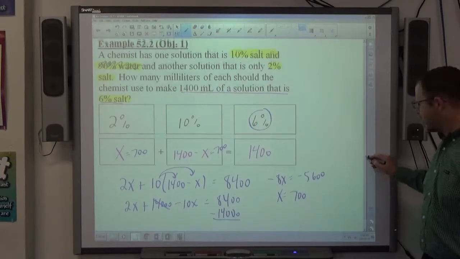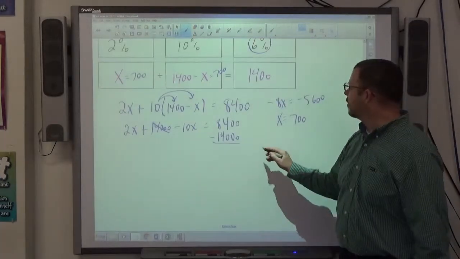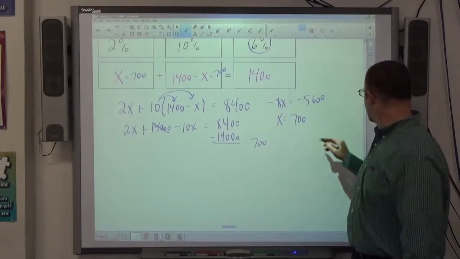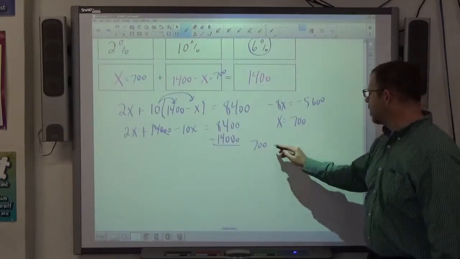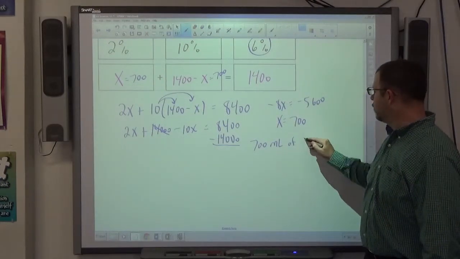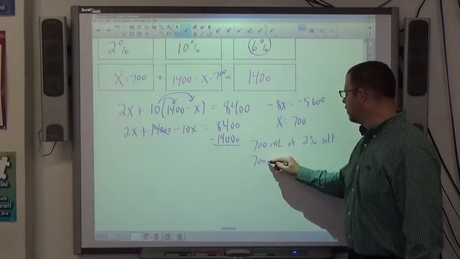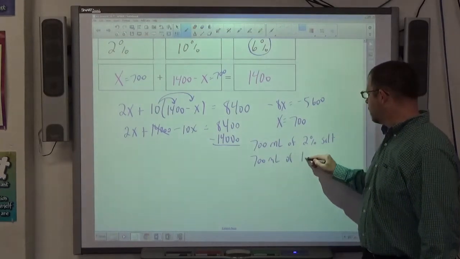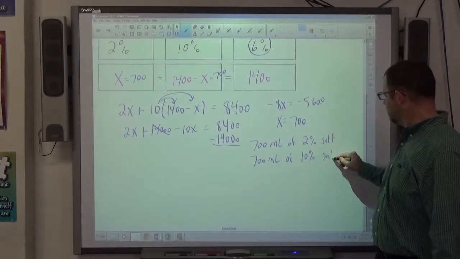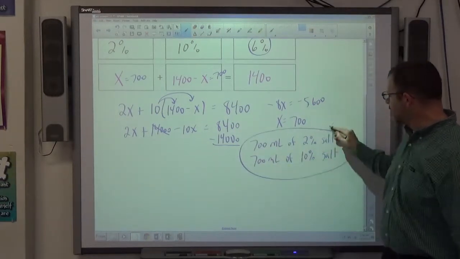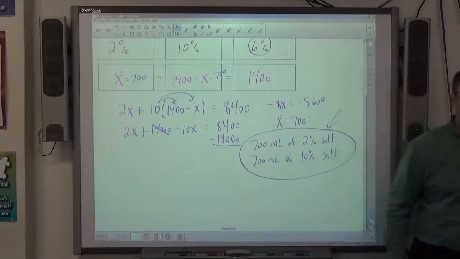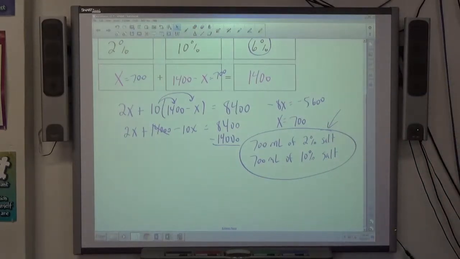But again, so 700, and again I want to identify, so 700, is it milliliters again? Yep. All right. 700 milliliters of 2% salt and 700 milliliters of 10% salt. Always give me your answers looking like that. Give me the amounts and of what substance. Make sure the correct amount goes with the correct substance. In this case, they're the same, so it didn't matter, but usually they aren't.